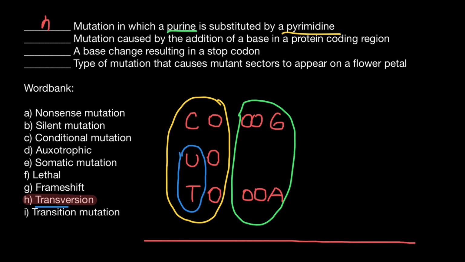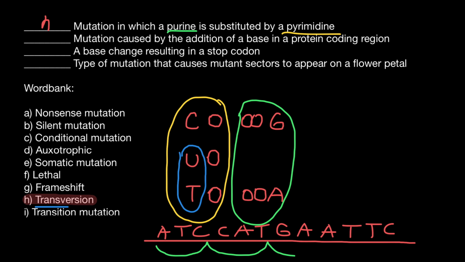So imagine now that we have A, T, C, C, A, T, G, A, A, T, T, C sequence. I just took a random sequence from my head. And as you know, 3 nucleotides specify one amino acid, and we call these codons. And let's take a look. Here is going to be our first codon, second, third, and fourth codon.